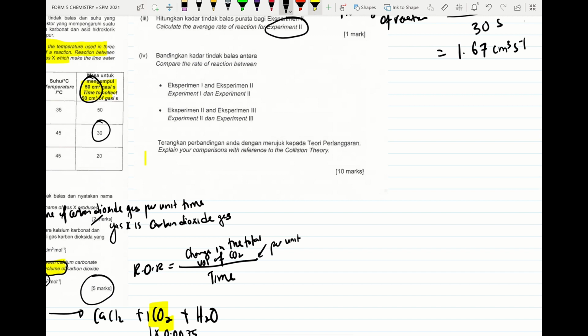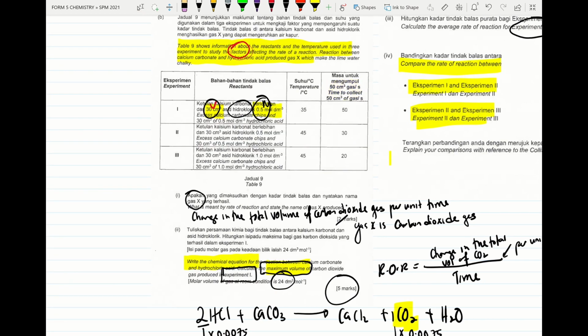How to compare the rate of reaction using collision theory for experiment 1 and experiment 2. Compare the rate of reaction between experiment 1, experiment 2 and experiment 3. So we try to answer this question. Experiment 1, we try to find the factor. In experiment 1, they use excess calcium carbonate chips.